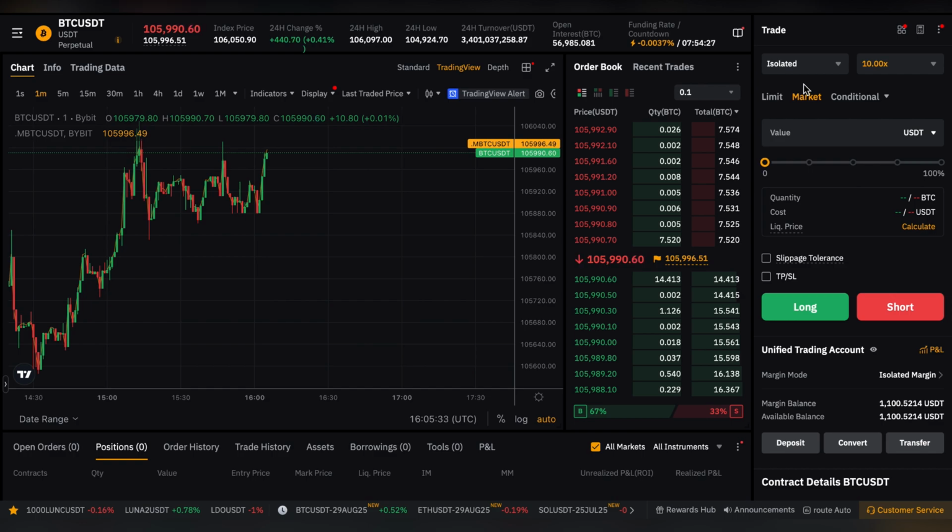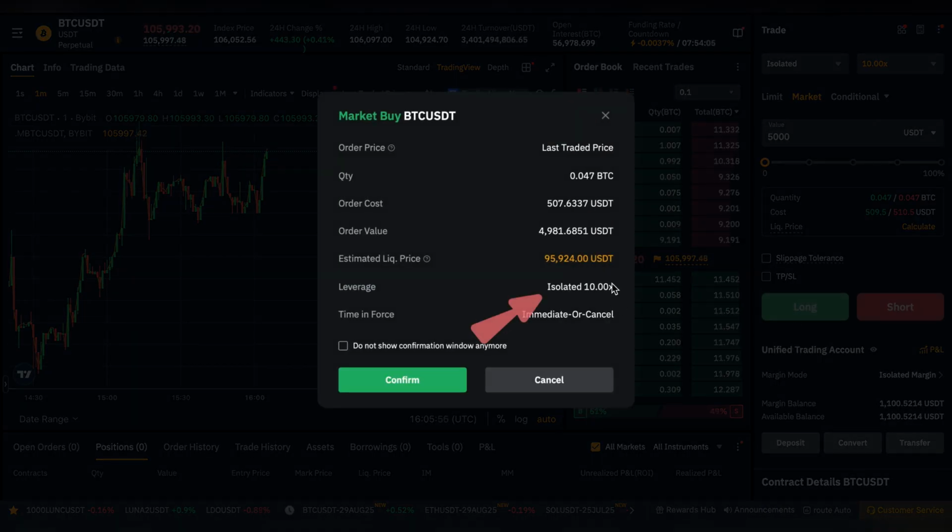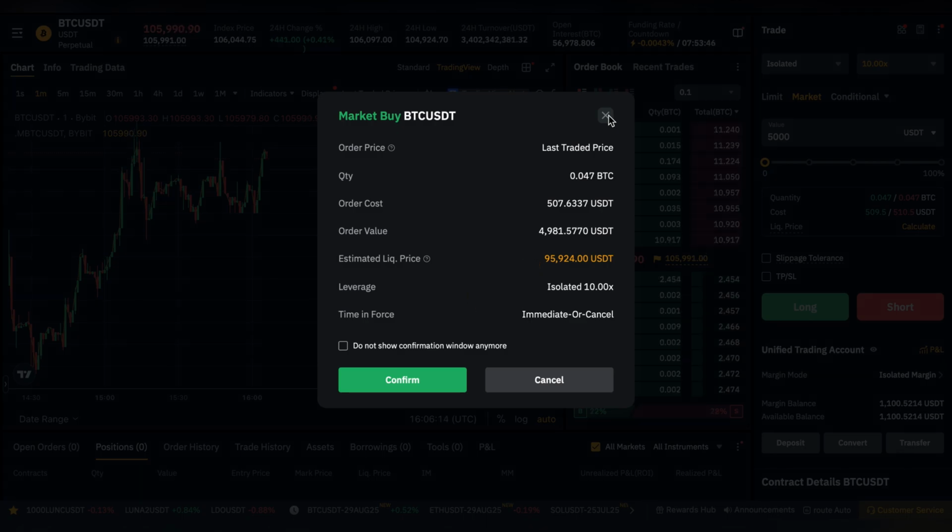One thing to keep in mind is that with isolated margin, your liquidation price is closer to the entry price. Sure, that's a downside, but at least you know exactly how much you are risking and it's limited to your position size. Let me show you how this looks in practice. I open a $500 long position on Bitcoin with 10x leverage using isolated margin. Let's check. Leverage, isolated 10x, order value almost $5,000, order cost $507. Just a reminder, this shows how much of your money is involved in the trade, excluding leverage. Finally, the liquidation price is $95,924, meaning if Bitcoin drops to that price, I'll lose $507.